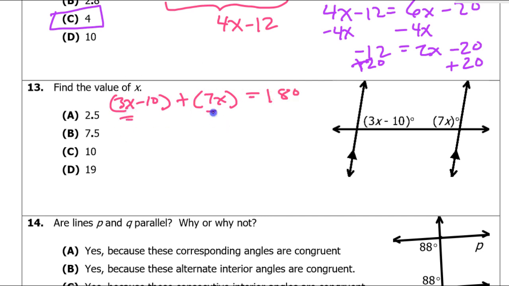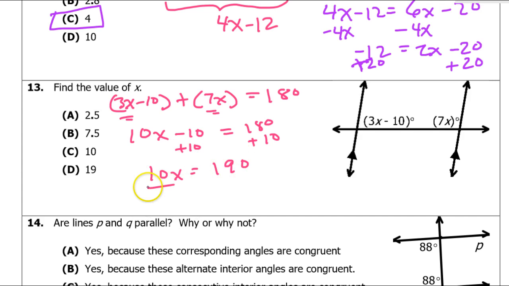So combining these like terms, that gives me 10x minus 10 is equal to 180. Then I would add 10 to both sides. So that gives me 10x is equal to 190. Then you got to divide both sides by 10. That gives you x is equal to 19. So the answer is D.